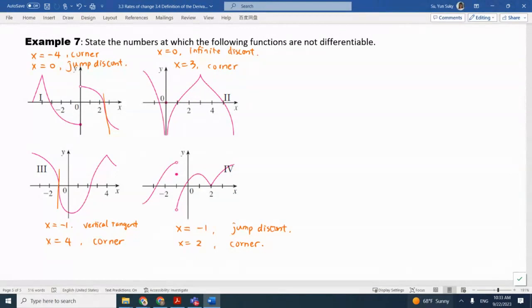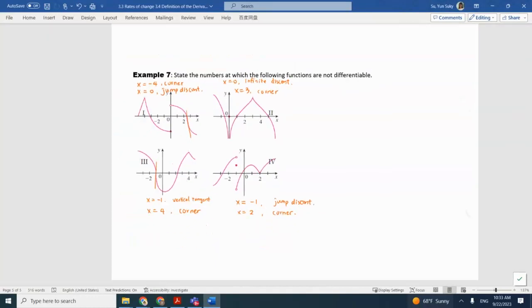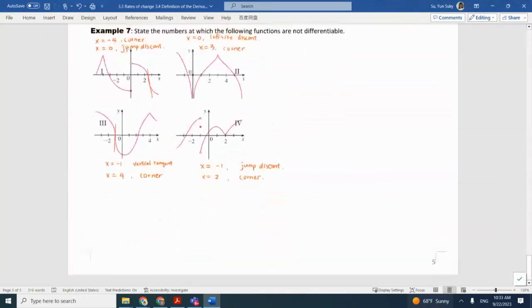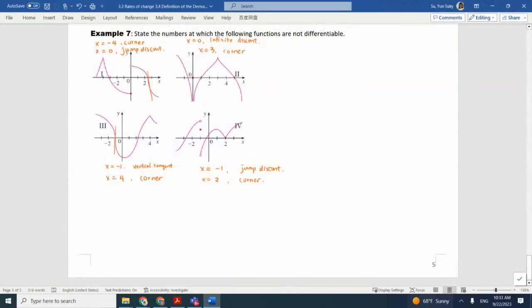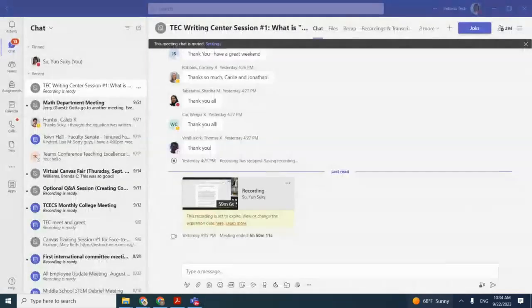Very good. So we can look at the picture and figure out where it's not continuous, not differentiable. Okay. All right. So that is section 3.4, and that is everything that will be on your exam 1. Okay, your exam 1 is from 3.1 to 3.4. Okay, everybody? All right, so let me close this.